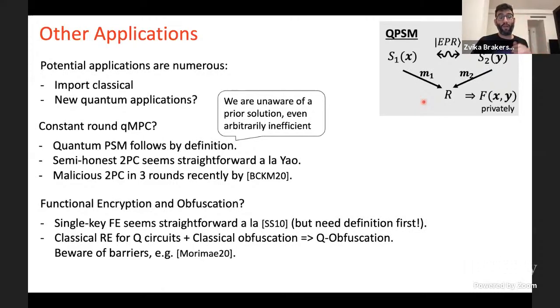We know there are some obstacles and impossibilities, so we need to be very careful with what definition of randomized encoding you're using. But again, it is very interesting to understand what can and cannot be achieved, and if it can be achieved, what are the consequences. And I'm hoping, guessing that there's going to be more.